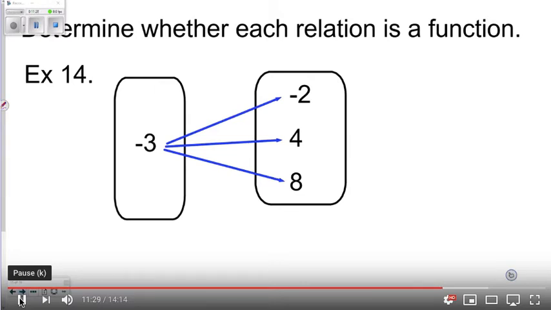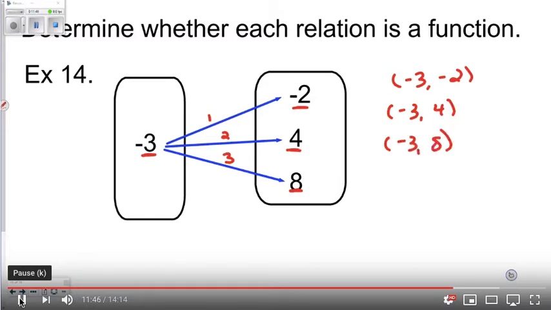Example 14, we have one input, that's -3, and we have 3 different outputs. -3 is pairing with 3 different y values. If we were to write these as ordered pairs, they would look like -3, -2, -3, 4, and -3, 8. So that x value is repeating with 3 different y values, so this is not a function.